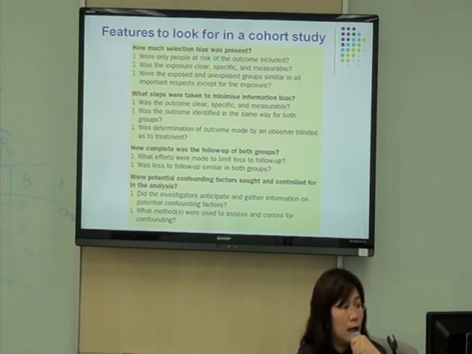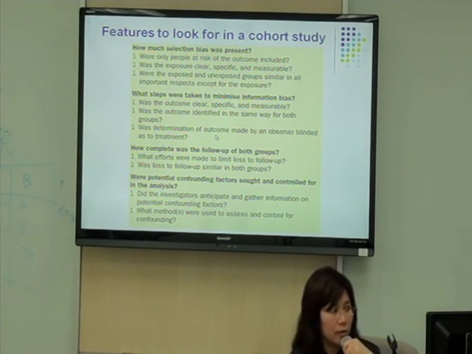Okay. And what steps were taken to minimize information bias? Was the outcome clear, specific, and measurable? Was the outcome identified in the same way? Was determination of the outcome made by an observer blind to the treatment? It's hard, but some good cohorts do it.